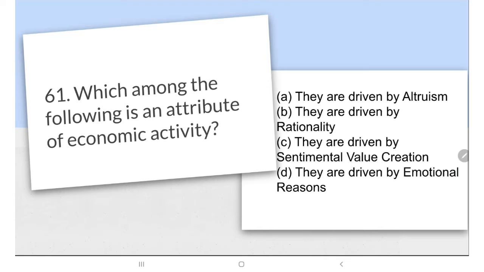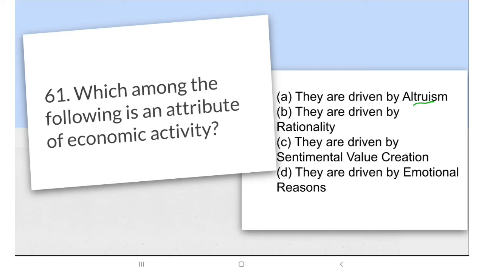So, into the question now. Question number 61. Which among the following is an attribute of economic activity? Let's see the options. They are driven by altruism. Altruism means selflessness. It's an act of selflessness. They are driven by rationality, or they are driven by sentimental value creation. They are driven by emotional reasons.